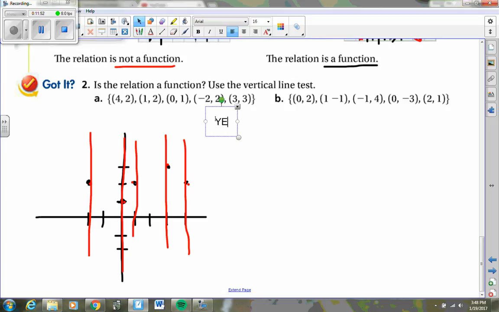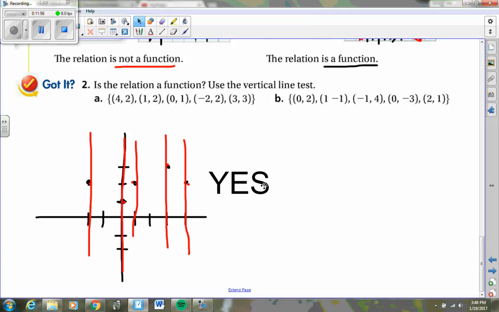We would say yes. If you have questions about what a function is, or how to figure out if one is one from either a mapping diagram or using the vertical line test, please make a note to ask me in class tomorrow. Otherwise, that's all I have for you.